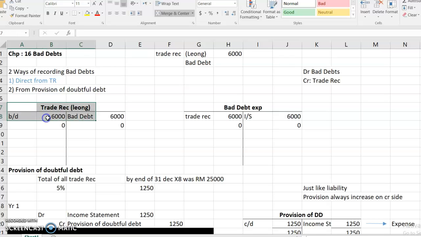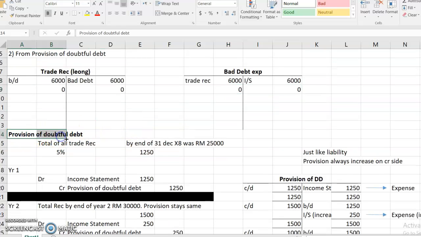So assuming you have a trade receivable and you think he's not going to pay. When you think he's not going to pay, you cancel off the account by crediting it and debiting bad debts. So that means now you zeroize the account and you know that he is not going to pay you. At the end of the year you put the amount into income statement and zeroize this account also.